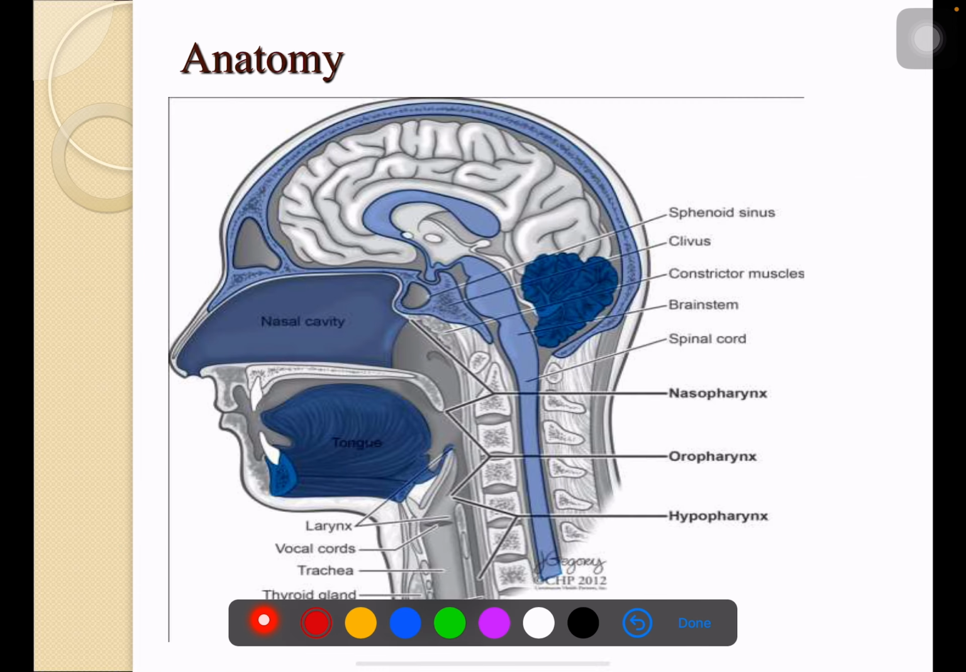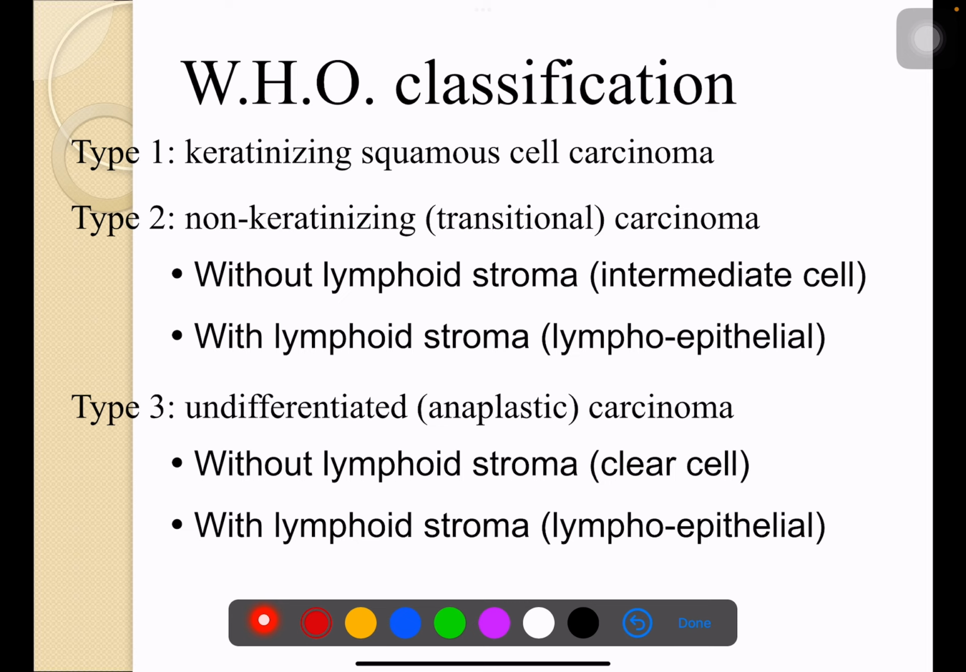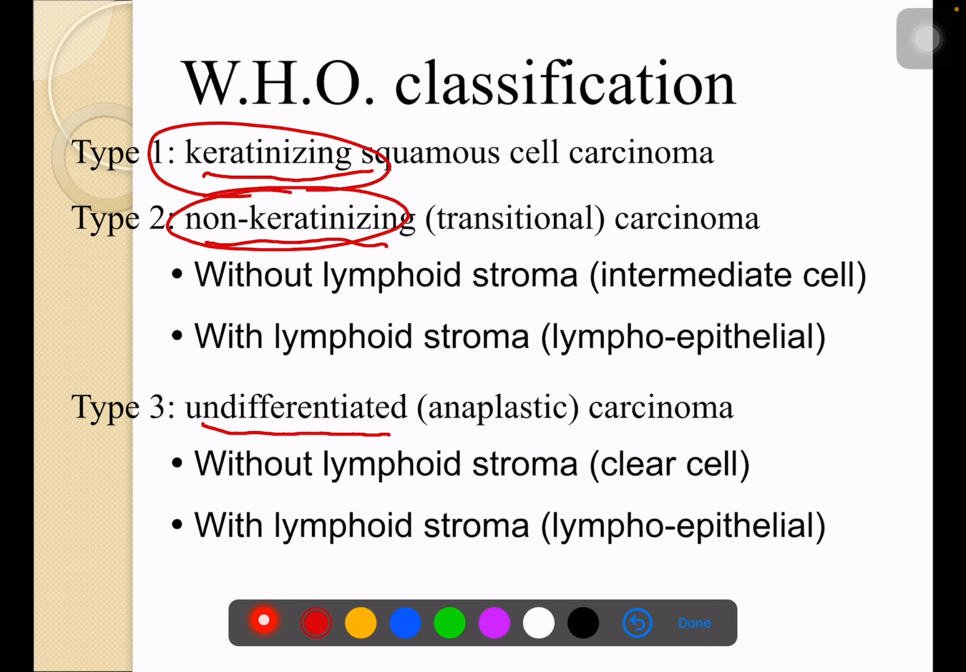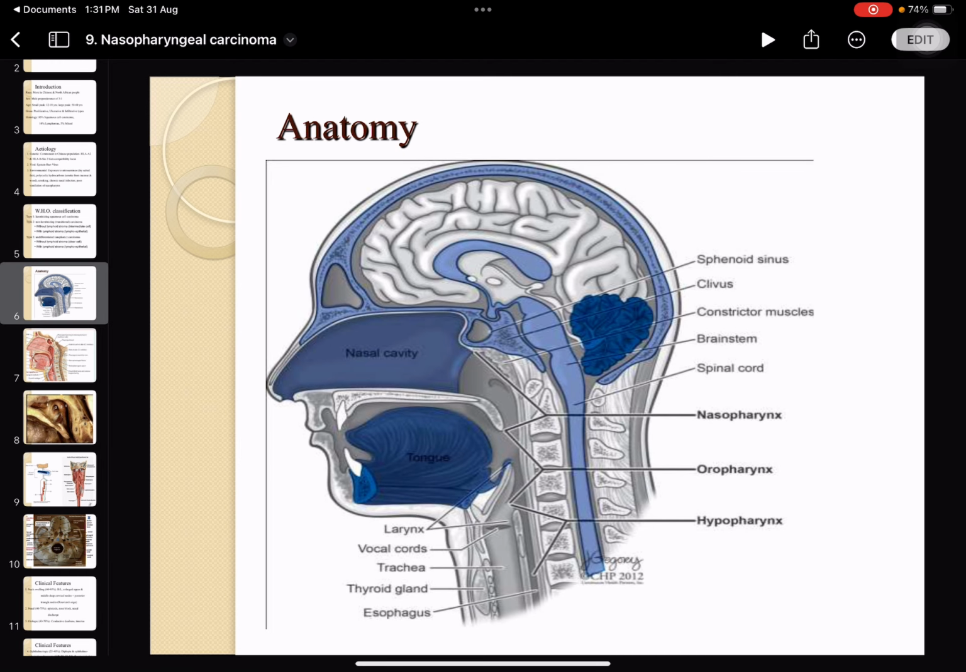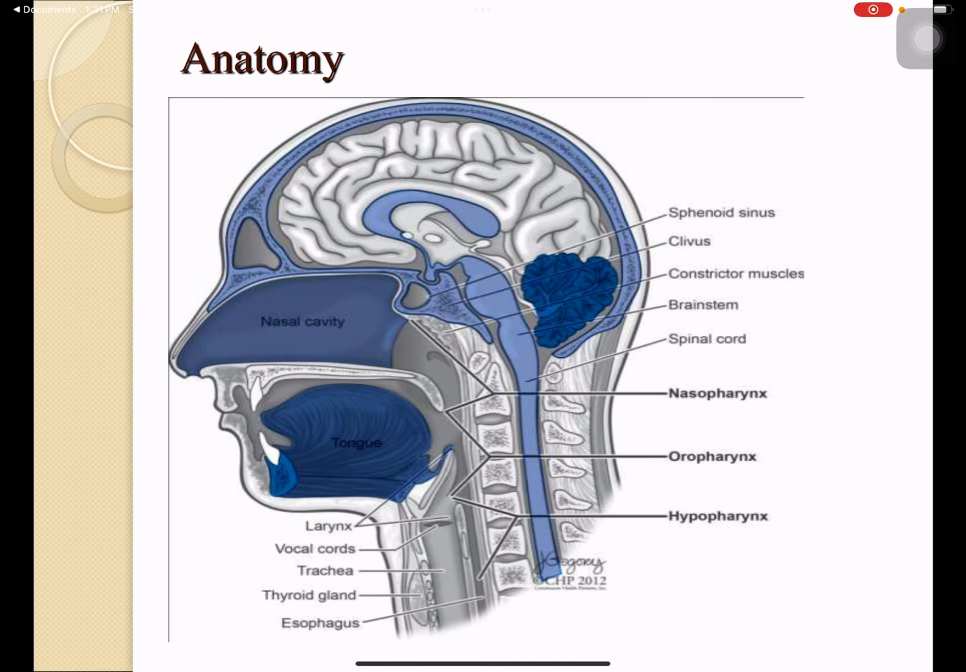Now WHO has classified nasopharyngeal tumor into 3 types: keratinizing, non-keratinizing, and undifferentiated. So this is a generalized classification: keratinizing, non-keratinizing, and undifferentiated. Before going further, we need to understand the anatomy of the pharynx.